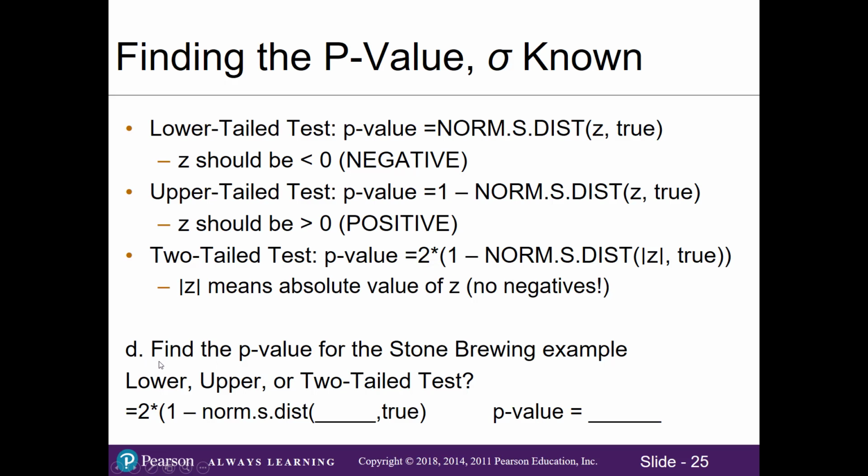So I actually want to go back to the Stone Brewing example we did in the other video, and now we can find the p-value for Stone Brewing. Recall that in that example, we were looking for 16 ounces of beer in our cans. So it was a two-tailed test. And so using this formula here, I'm going to go back and look at the test statistic we found in part B on your worksheet, which was 3.32.